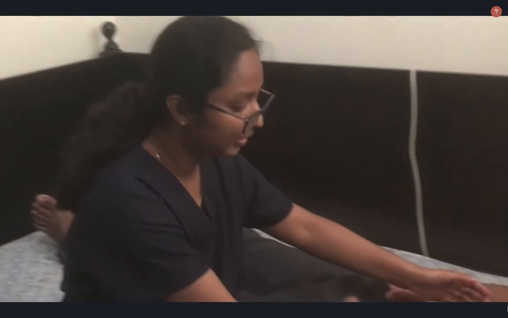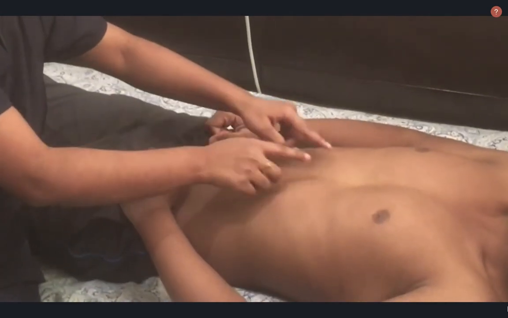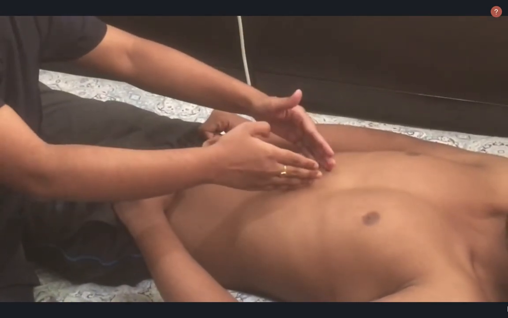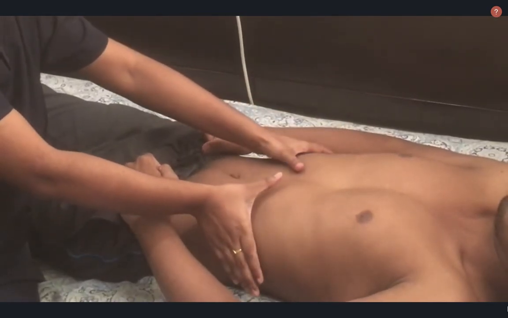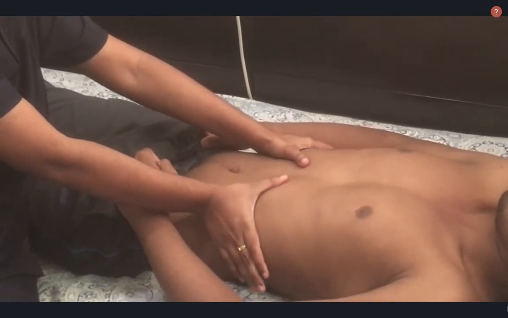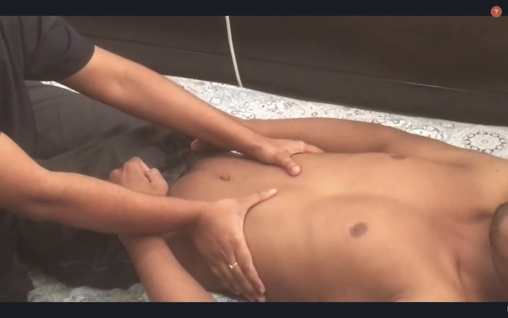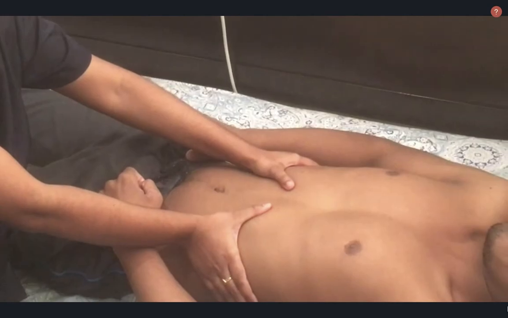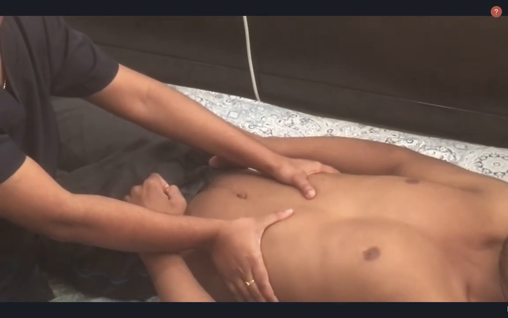Now, to check the expansion of the thorax, place your thumbs along the lower border of the rib cage, like this, and spread your remaining fingers along the lateral side of the rib cage or the thorax. Now, ask the patient to breathe in fully.